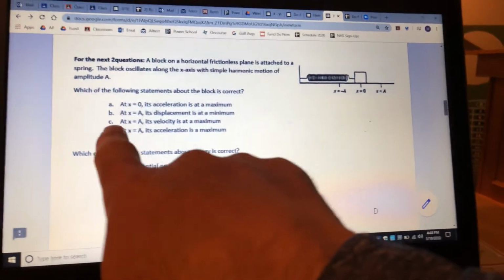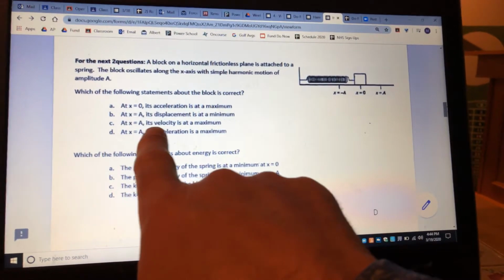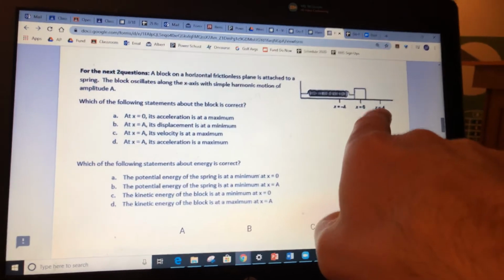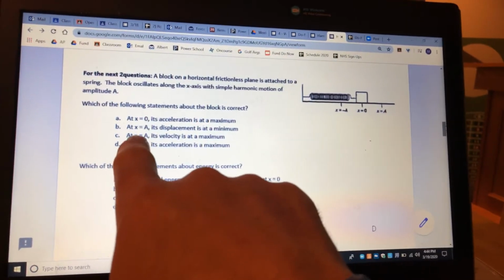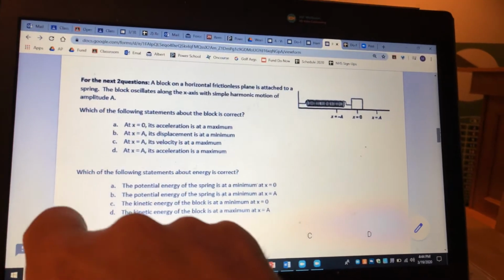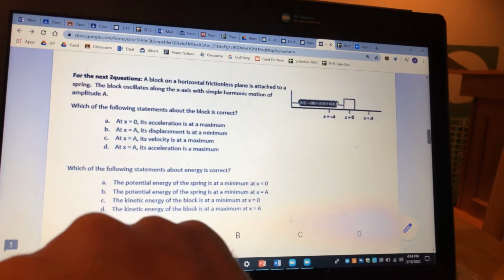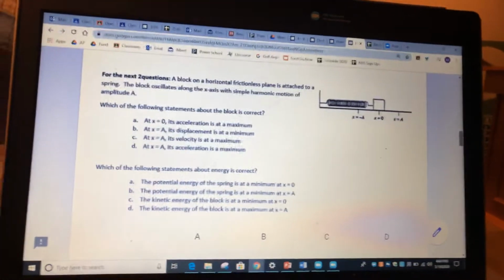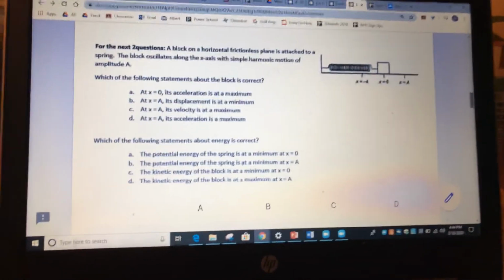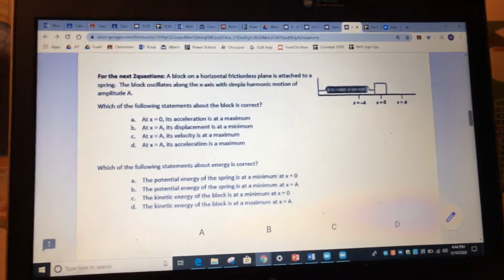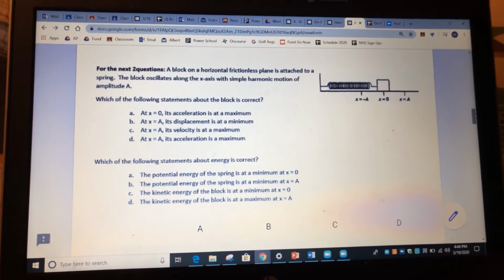If you look at C, going backwards: at x equals A, velocity is the maximum? Nope, velocity equals zero at A. At x equals A, the displacement is the minimum? No, that would be maximum displacement. At x equals zero, its acceleration is the maximum? No. If you think about Hooke's law, F equals kx, at x equals zero acceleration would be zero, because force would be zero.